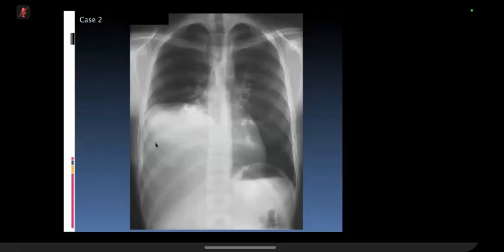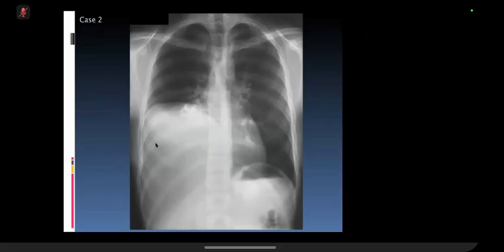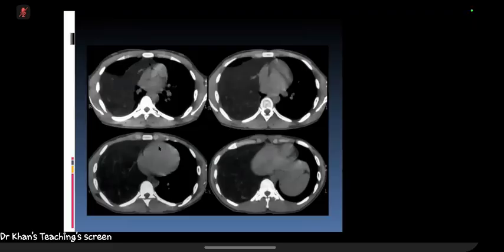Do you want to try this X-ray? Yeah, sure. So frontal radiograph of the chest in an adult patient. There's loss of volume in the right lung and what appears to be elevation of the right hemidiaphragm.